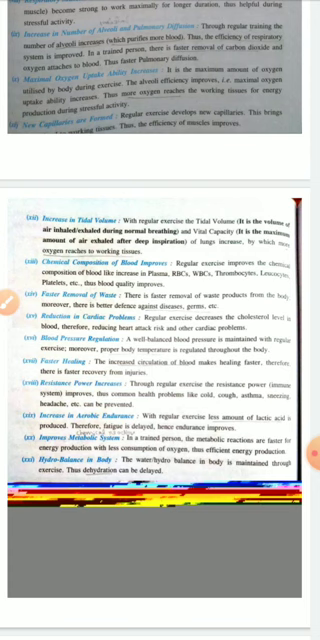Fast healing. If our circulation of blood is faster, then there will be faster recovery from injury. Faster the circulation of blood, faster is the recovery from injury. Resistance power increases. Through regular exercise, the resistance power, that is the immune system, improves. Thus, common health problems, etc., can be prevented. If our immune system improves, then the resistance power will be improved.